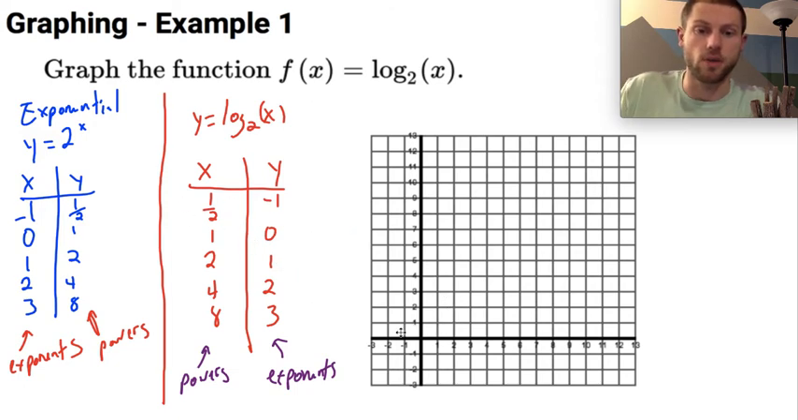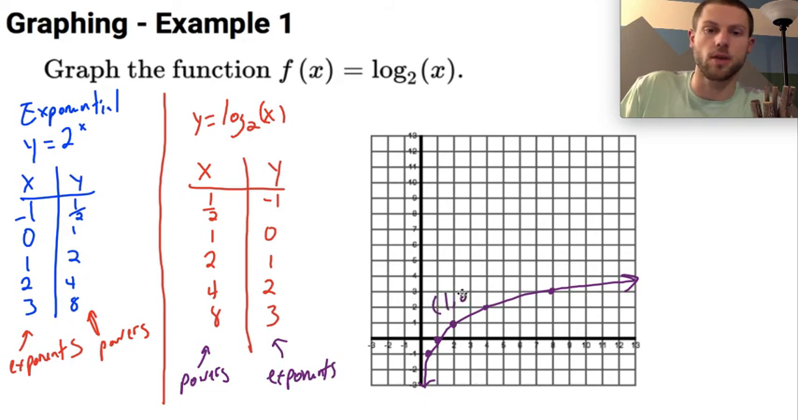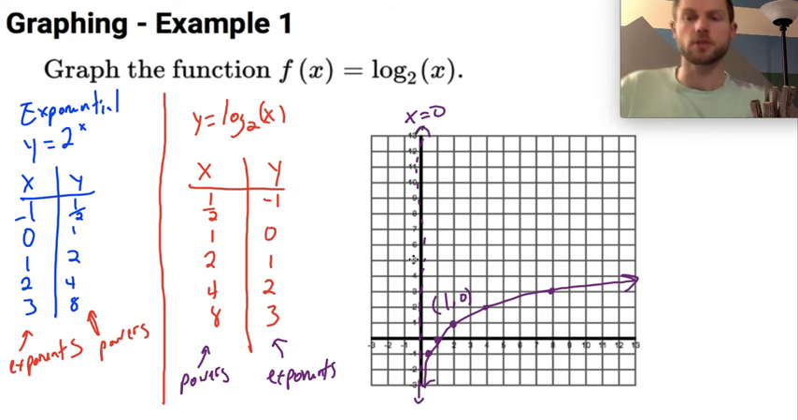So let's put these coordinates down. I've got 1/2, negative 1. I've got 1, 0. I've got 2, 1, 4, 2, and 8, 3. So it looks something like this. Let's label our x-intercept. That's a good practice. So this is 1, 0. And I've got that x equals 0 vertical asymptote, and I would sketch that in there too. All right, those are all the important pieces of this graph. It's done. We could always check this on the graphing calculator as well.